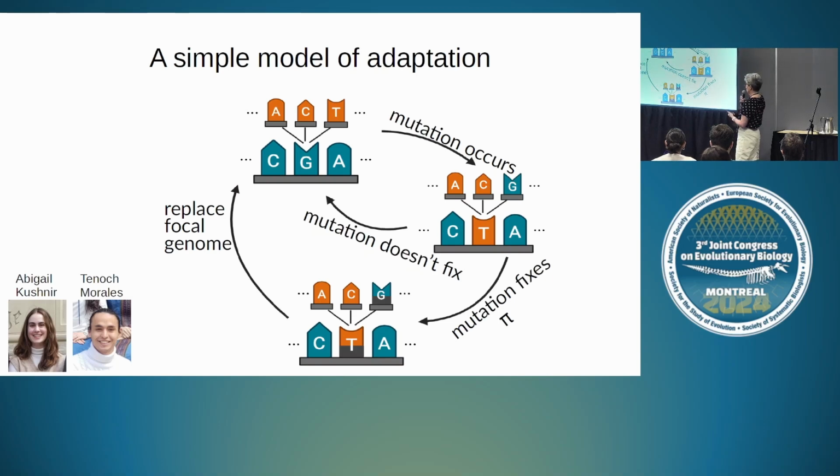I'll show you shortly. So in an adaptive walk, we assume that the population is genetically homogeneous, and mutations are rare. When a mutation happens, usually it's proposed, and it doesn't fix in the population, so we go back to this focal genome or consensus genome. But if it fixes with probability pi, then the genome changes, and a step in the walk is taken.